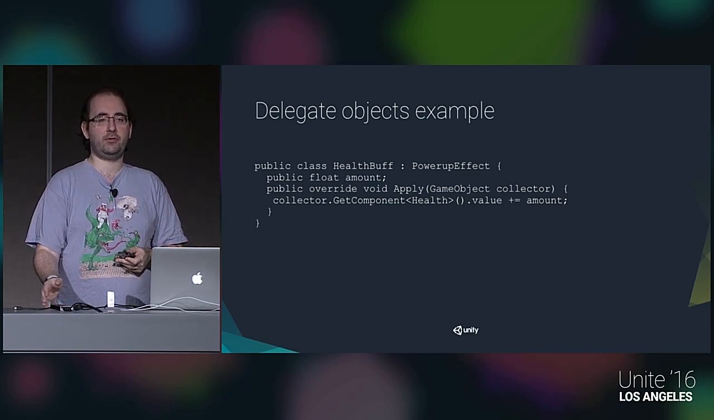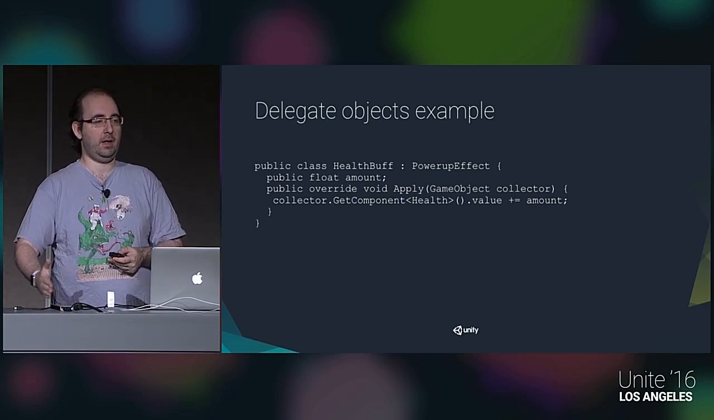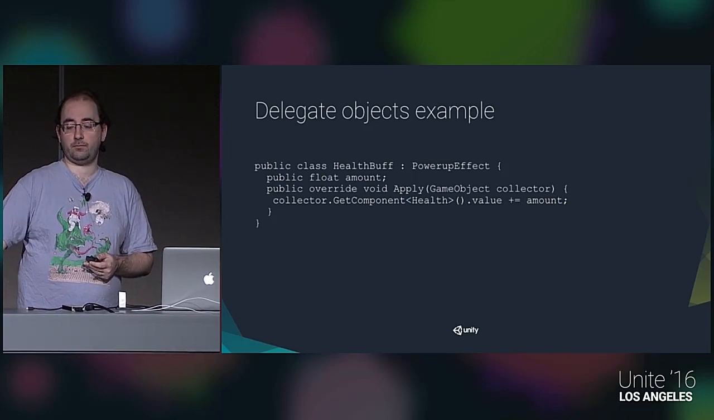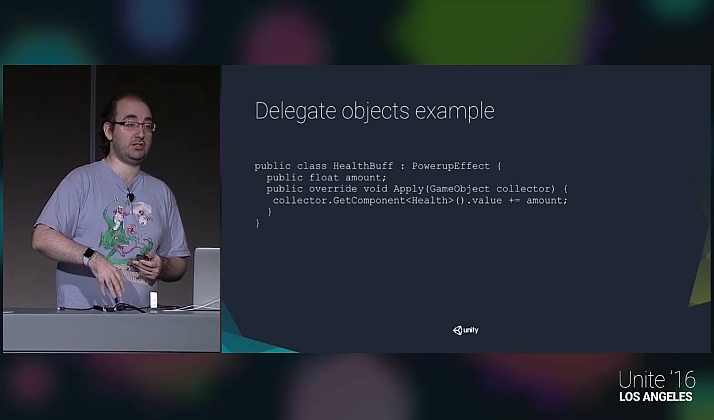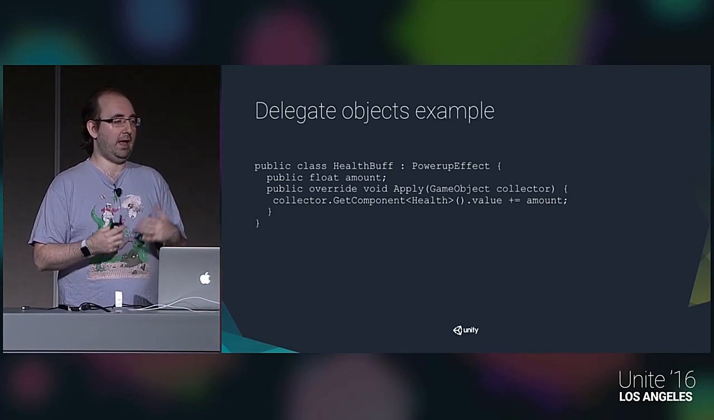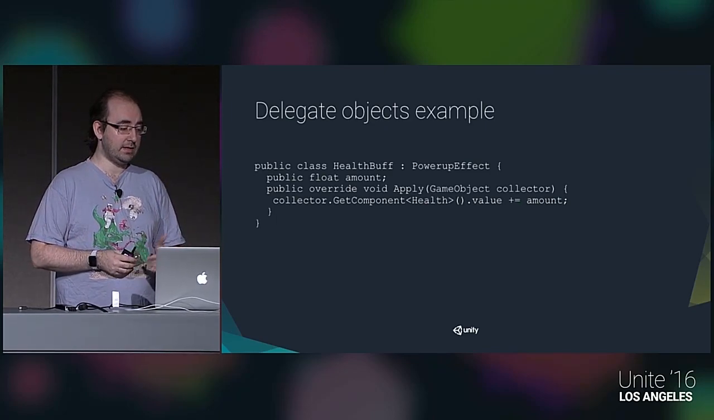So I can have 2 or 3 different health power-up effects in my project: a small buff, a big buff, an ultra buff, and even something that removes health as well. I could just have a negative amount value. I pass in the player object or the NPC or whatever picked up the power-up as the collector parameter.